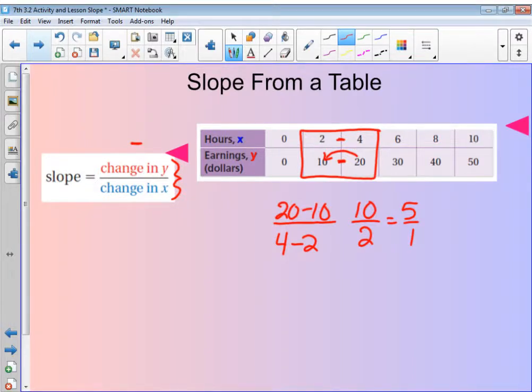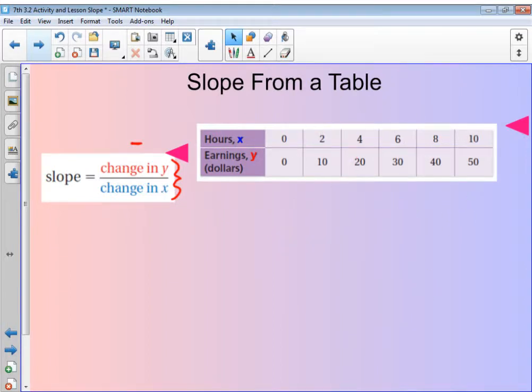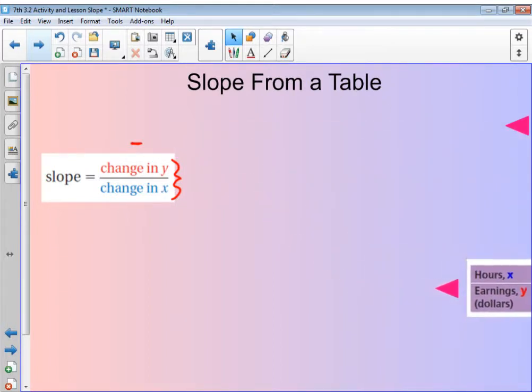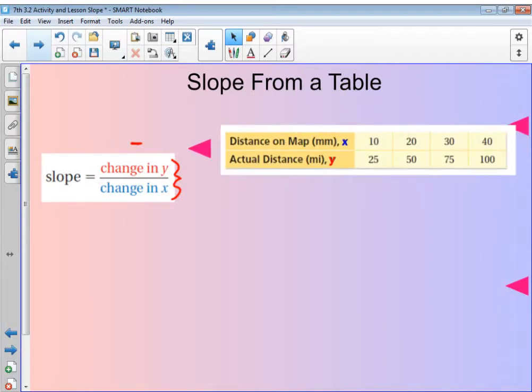So you can pick any 2 points. I would recommend picking 2 points that are next to each other. It'll possibly help in terms of having to reduce it. But as you could tell from the first one, we still had to reduce. So it's not always going to avoid you having to reduce the number down. Okay, so let's try another one.